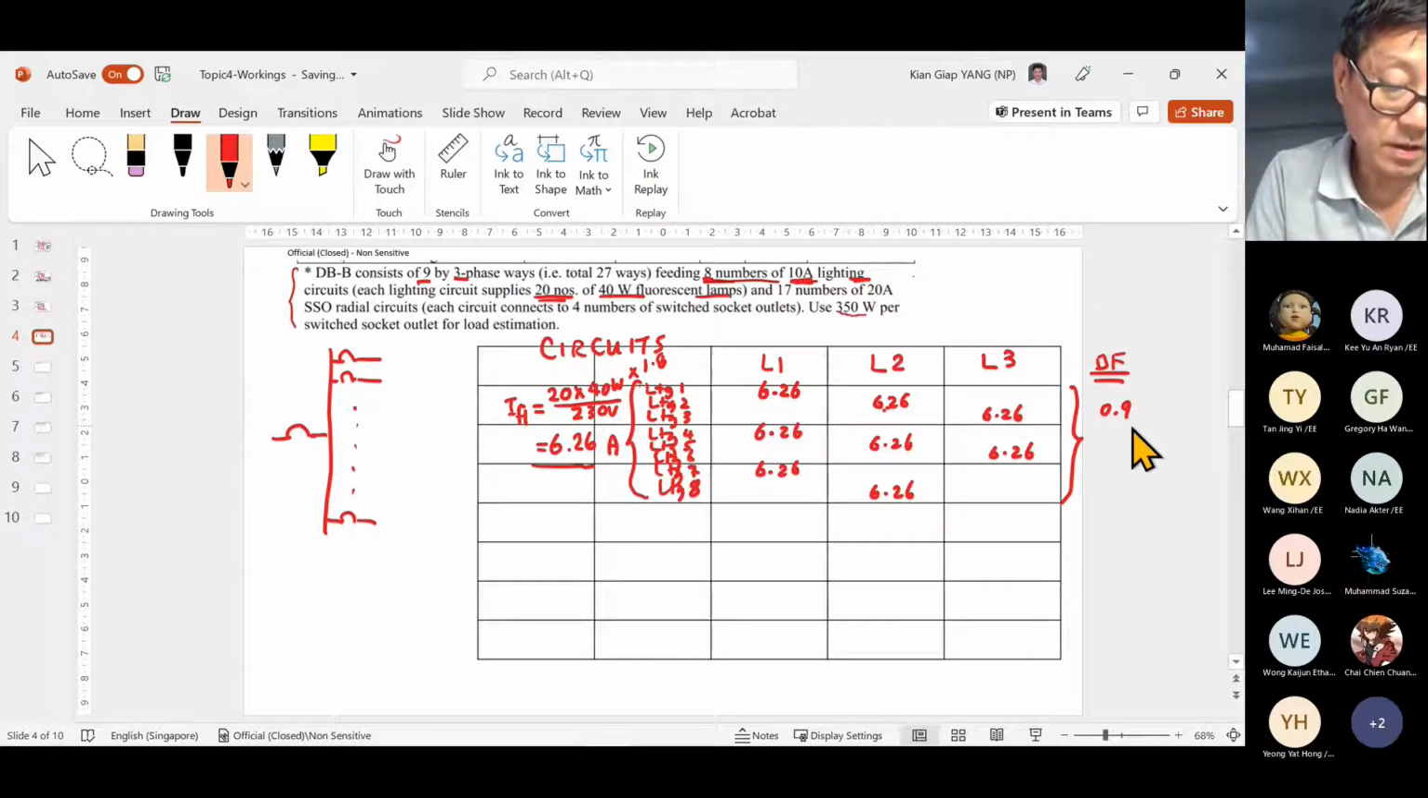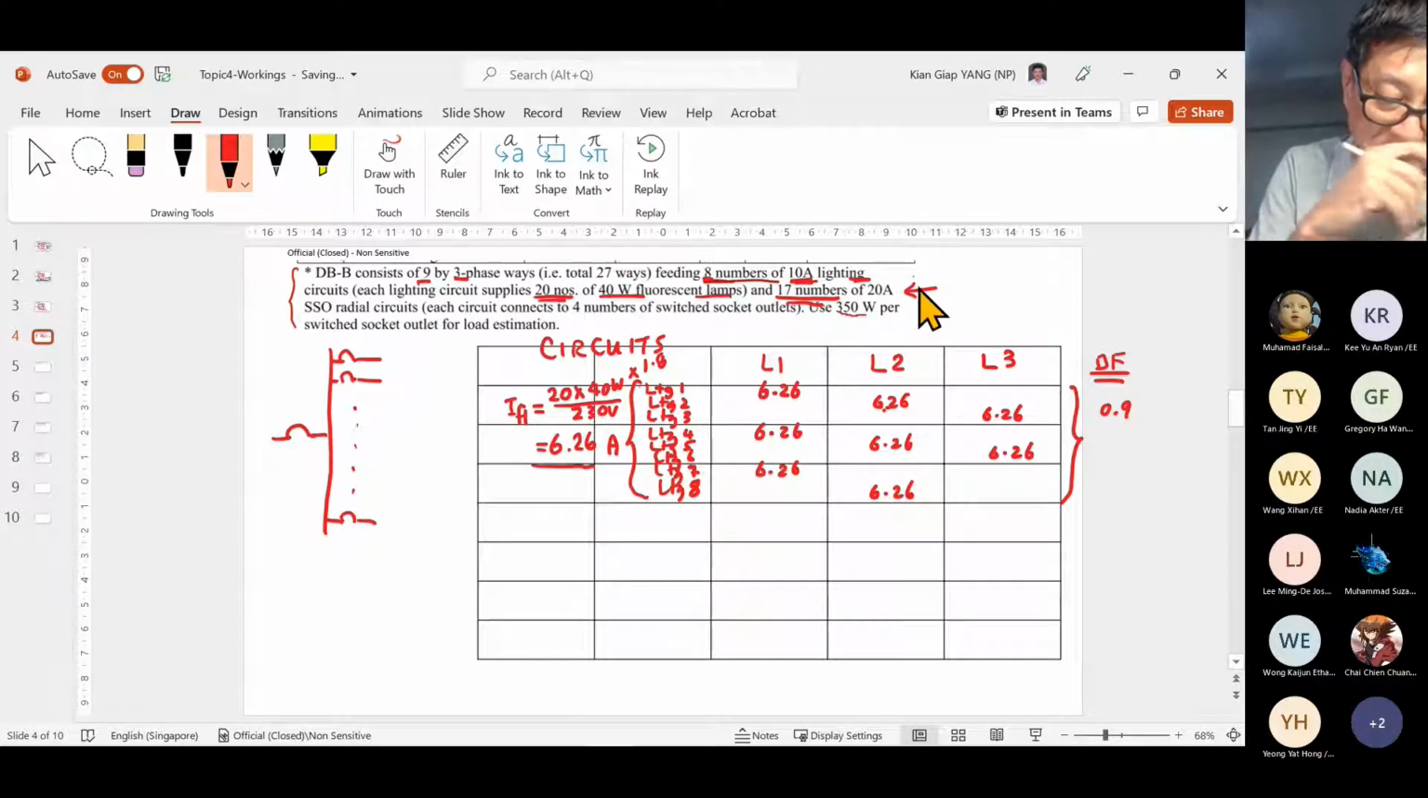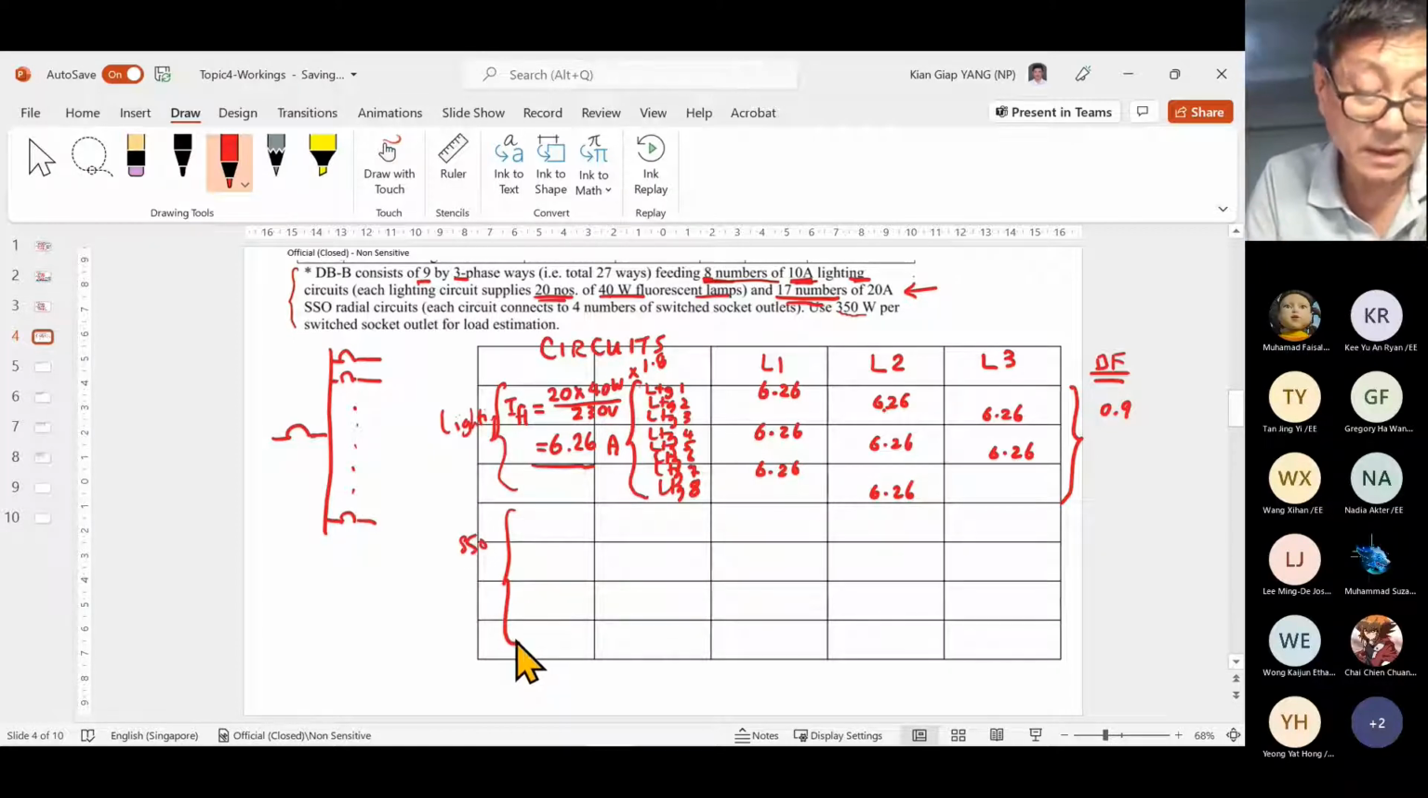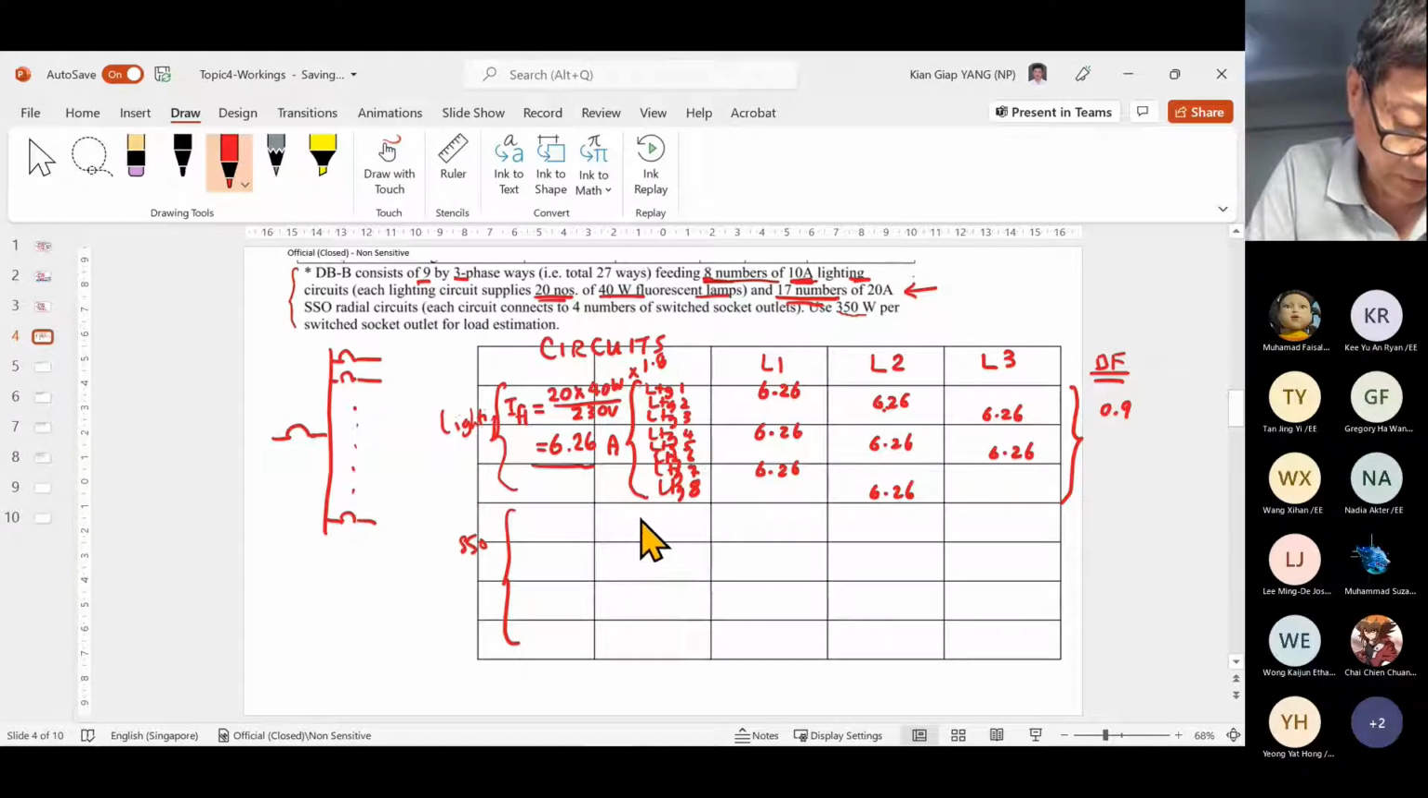Now, in addition to the lighting circuit, I also have 17 numbers of SSO circuit. Now it becomes a challenge, right? Come to the SSO circuit. I have 17 of them. So if I were to distribute over 3 phase, right? I have to do 17 times. So I need to do a very quick shot.